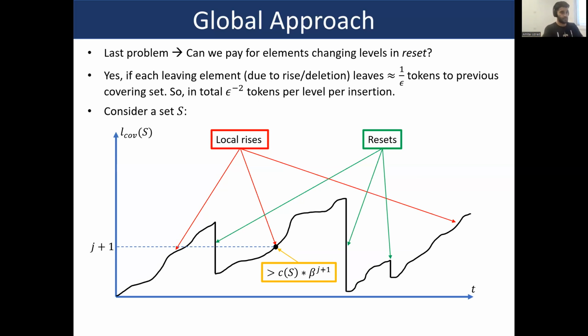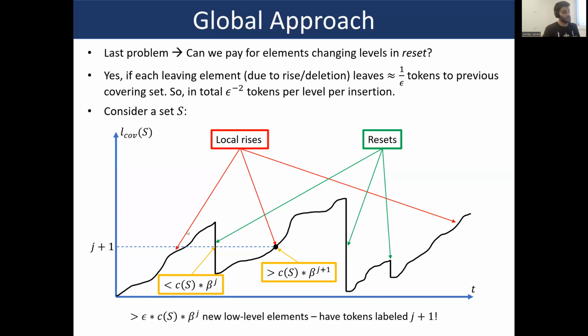Now what we do is, like we said, we look at the last time that S went through a reset up to at least that level. So there could be other maybe resets here, but they were not higher than this blue dotted line. So we look at the last time that it had a reset that was higher. And at that point, after that reset, from our previous observation, we know that the number of low-level elements is less than CS times beta to the j. So we know that in this interval between this time over here and this time, we have gained epsilon times CS times beta to the j new low-level elements.